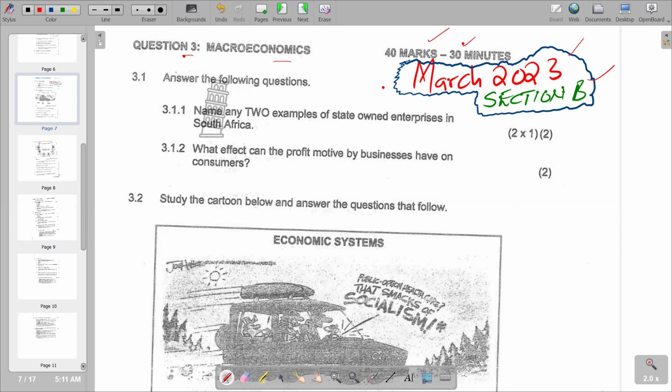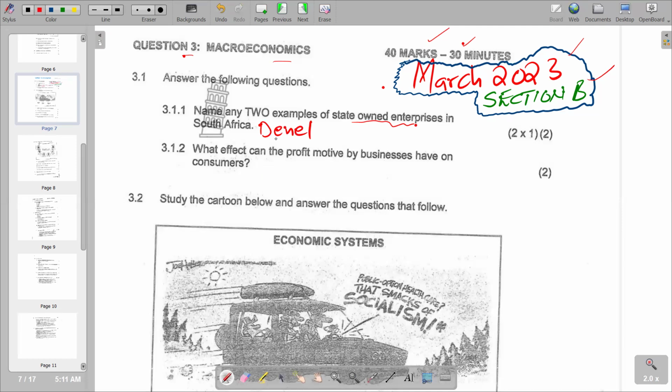On the first part of the question, 3.1, it says answer the following questions, and then the first part: name any two state-owned enterprises in South Africa. An example that we can give is Denel. Let's just try to write it down. We've got Denel as an example.